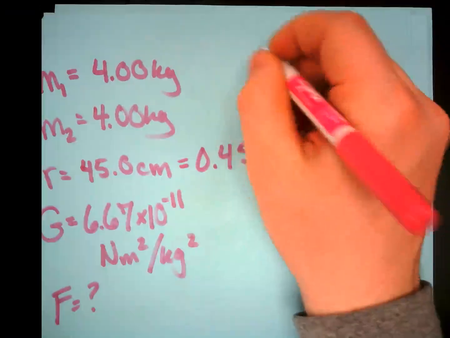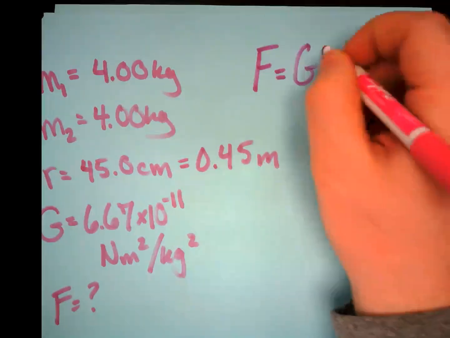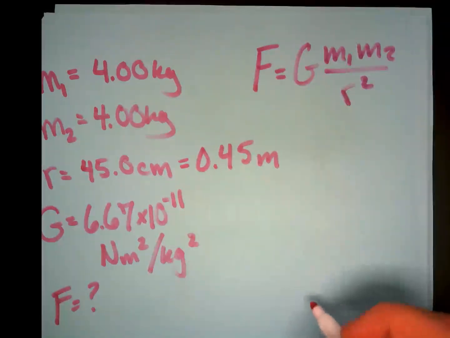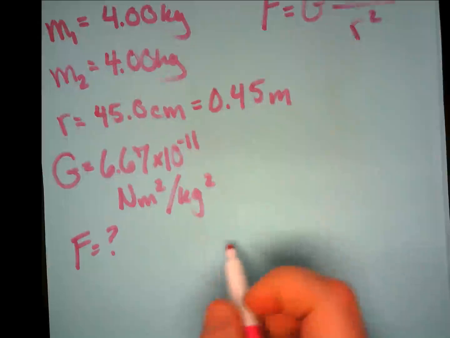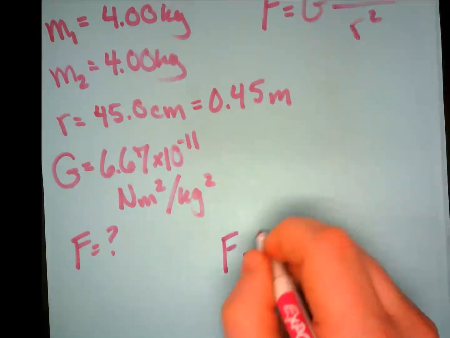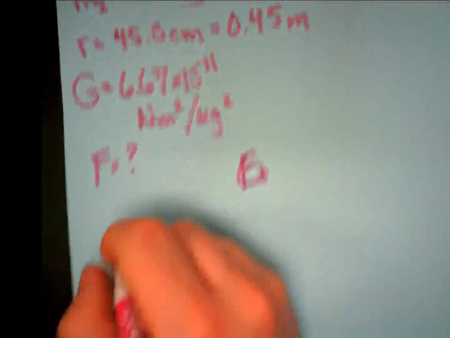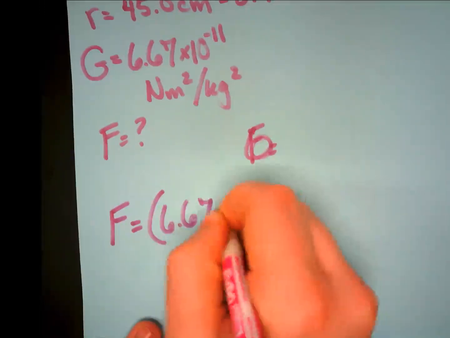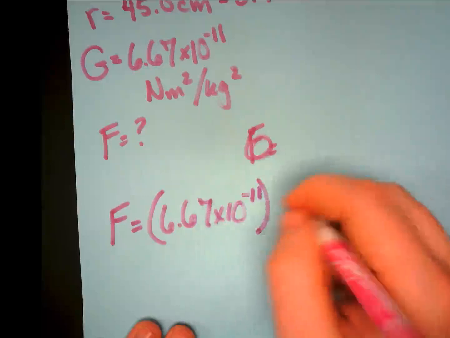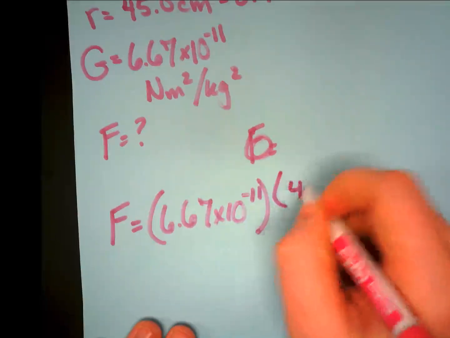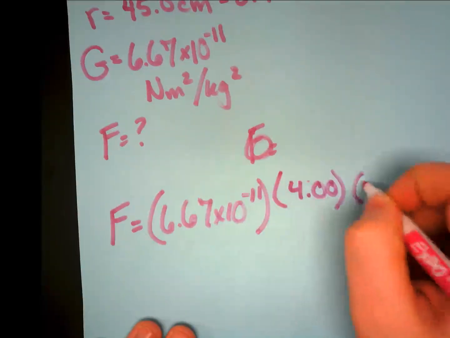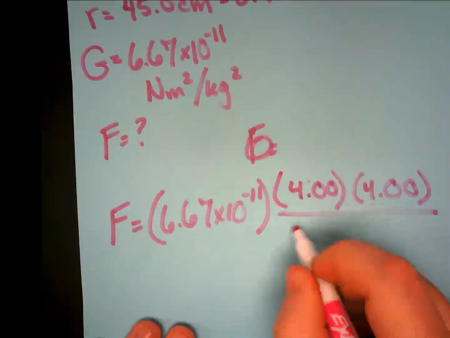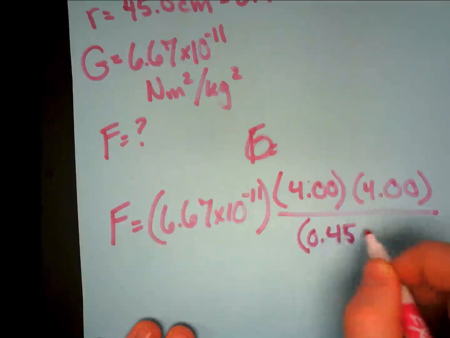So the equation is going to be F is equal to big G times M1 times M2 divided by R squared. And we can just plug and chug here. So F is going to be equal to, oops, I don't really want to put it here, I want to put it over here. F is going to be equal to 6.67 times 10 to the negative 11th power times M1, which is 4, times M2, which is also 4, divided by here the radius squared, which is going to be 0.45 squared.